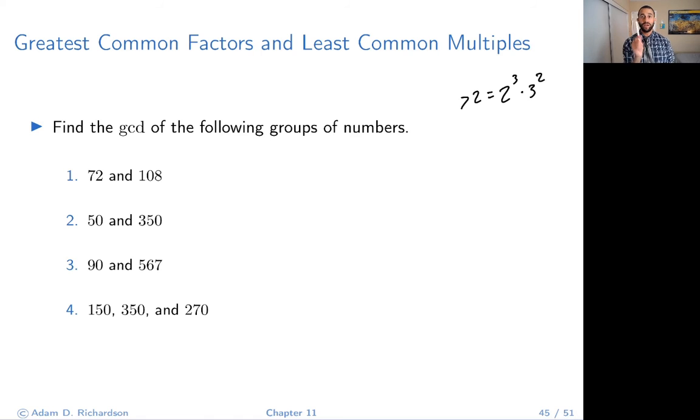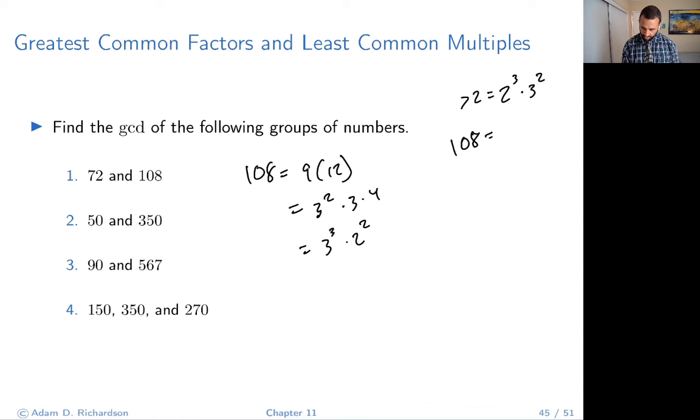And what's 108? 108 is divisible by 12. It's 9 times 12. Actually, the way that I remembered that is because I know 8 times 12 is 96, because 8 feet is 96 inches. That's just from when I used to work in shops and stuff. So 9 times 12 is 108, but this is equal to 3 squared times 3 times 4, which is 3 cubed times 2 squared. So 108 is equal to 2 squared times 3 cubed.